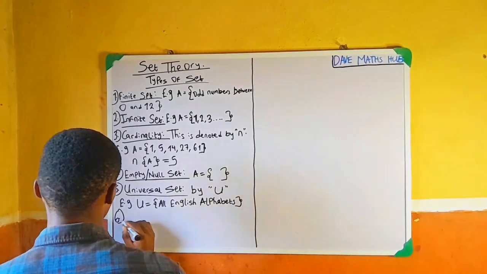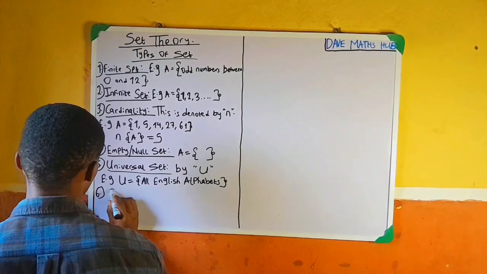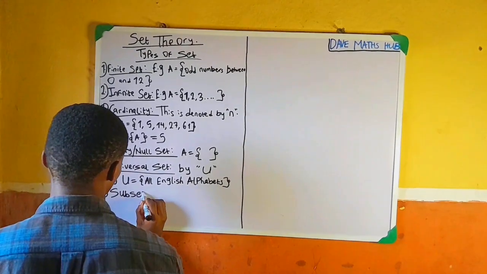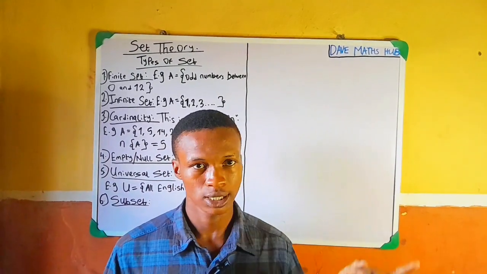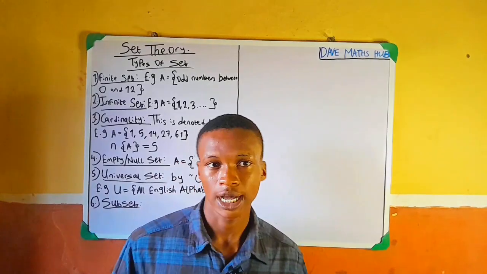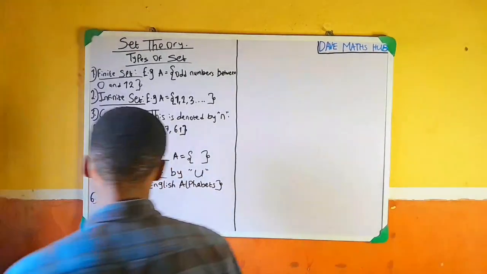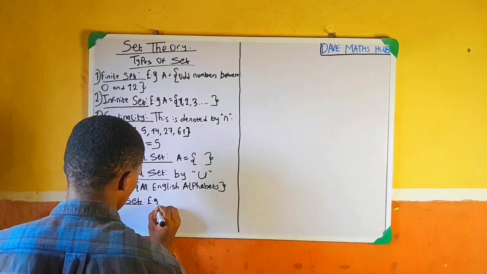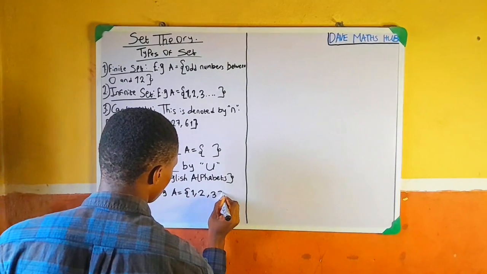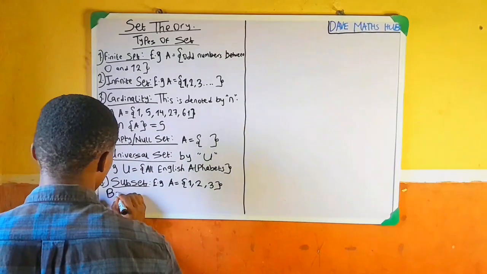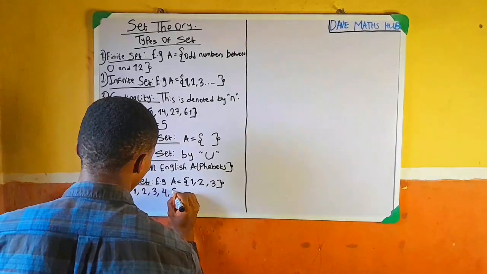Number 6, we have subsets. Now, if, for example, we have two sets, set A and set B, and all the elements of set A are contained in set B, then set A is a subset of set B. What do I mean? Let's say example A is equals to 1, 2, 3. Then B is equals to 1, 2, 3, 4, 5.